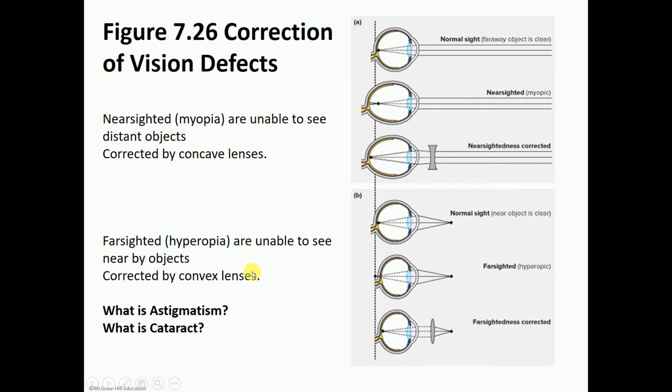So I have a little bit here on what is astigmatism and a couple of questions on what is cataract. Astigmatism would be blurred vision due to the bumpiness of the cornea. So it doesn't have anything to do with the lens. It's all about the cornea not being smooth. That would lead to astigmatism.